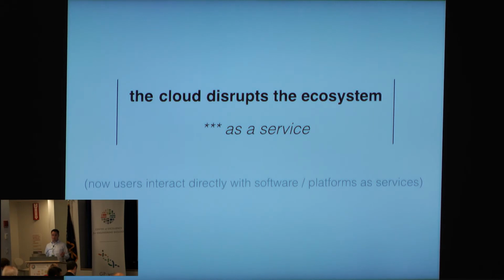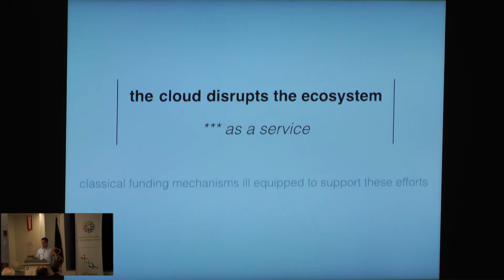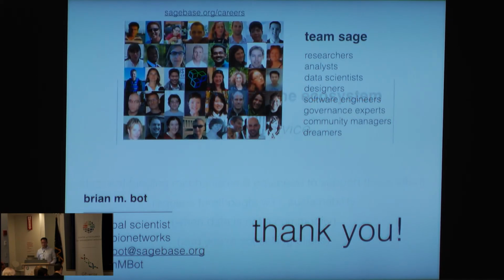Think about how often you use Google Drive as opposed to Microsoft Word, for instance. These are stacks on stacks on stacks built on top of one another, and users are expecting it to work 24 hours a day and on every device. As we think about building out infrastructure as part of GP-Write, I think we need to be really cognizant of some of these issues. Additionally, classical funding mechanisms, in particular granting mechanisms, are currently ill-equipped to support these efforts. It requires forethought with respect to sustainability, especially when data is not a commodity. A lot of software as a service uses data as its commodity, and you're not selling clicks or ads. With that, I'll say thanks and take any questions.